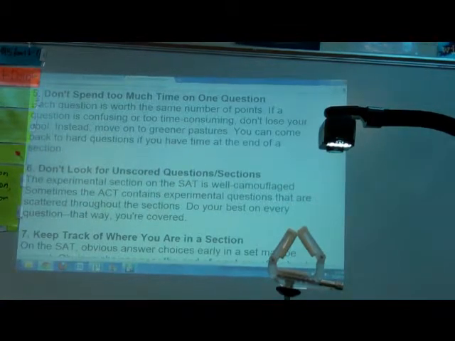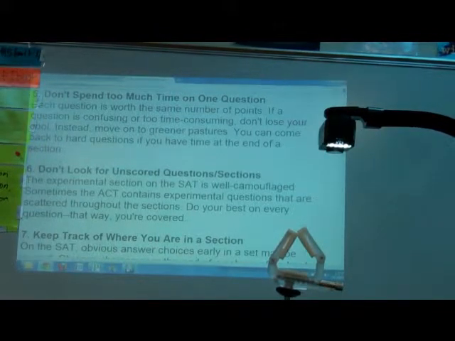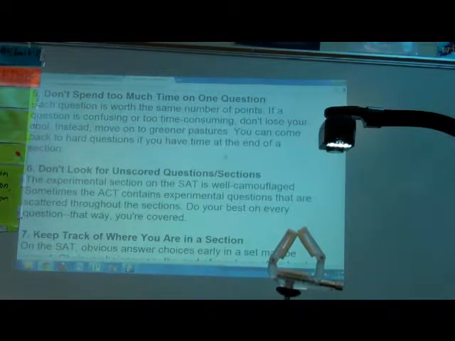Don't spend too much time on one question. That last one was a good example of one that I ended up spending way too much time on. Each question is worth the same number of points, so harder questions aren't worth more. They're worth the same as easy ones. If a question's confusing or too time consuming, don't lose your cool. Move on to something that will give you more confidence. You can always come back to hard questions if you have time.